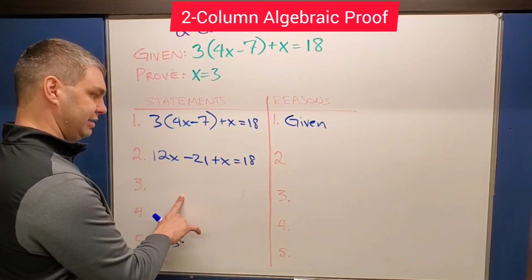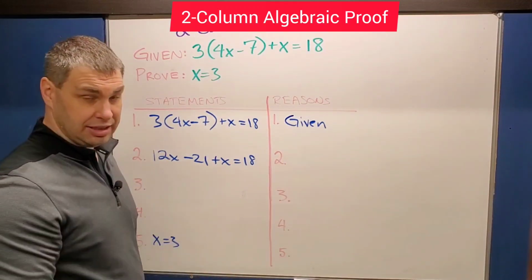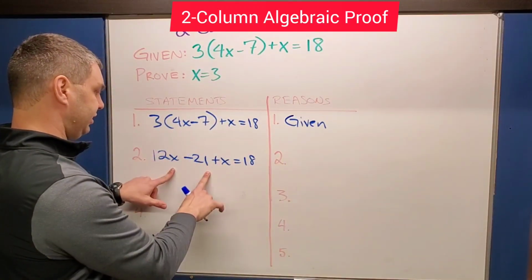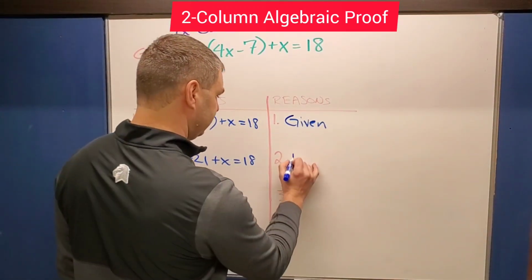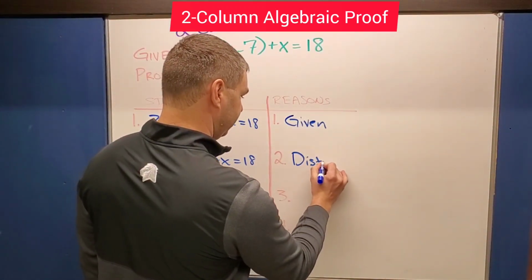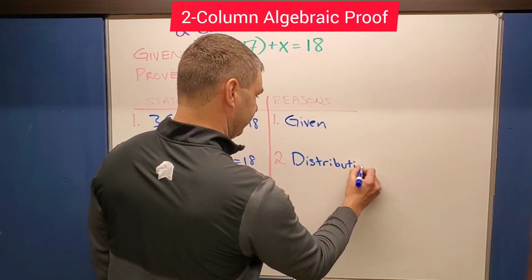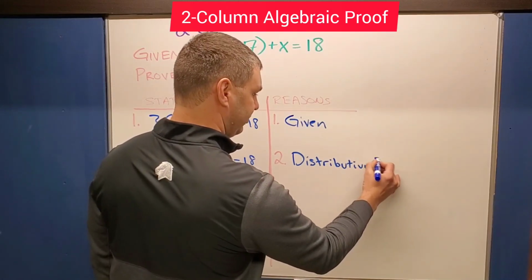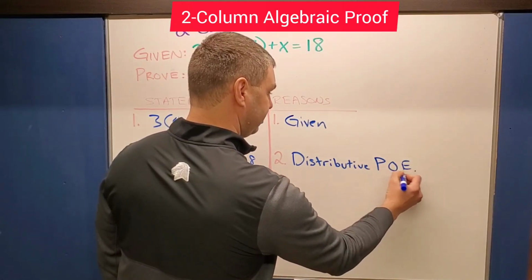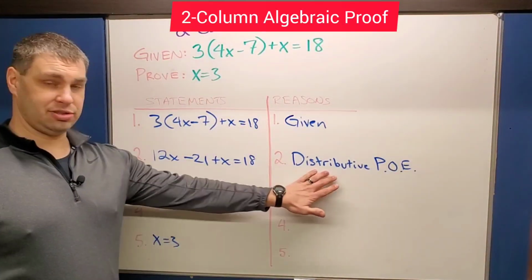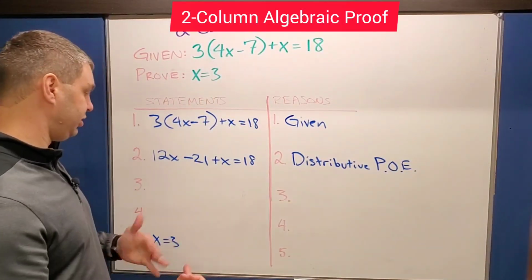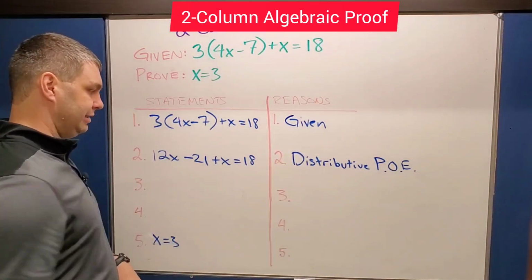Now, before I can go to the next line, I have to say, how did I get there? What is the difference between this line and this line? Well, I distributed. So this is going to be the distributive property of equality. And some teachers let you abbreviate a little bit. I'm going to say property of equality, like that, P-O-E, distributive property. Some teachers just let you put distribute there. So depending on what your teacher has you do, you can abbreviate as necessary.